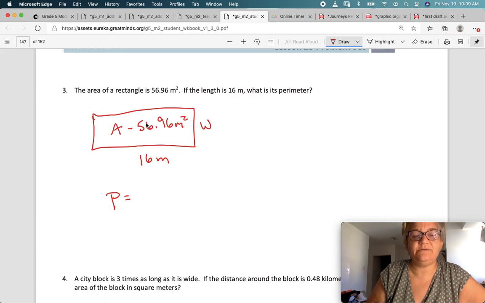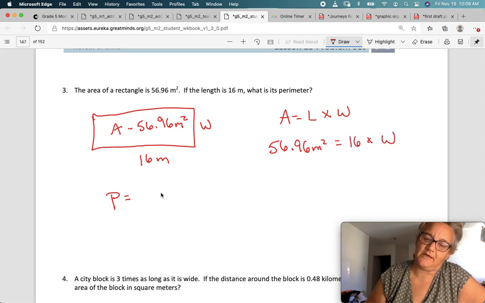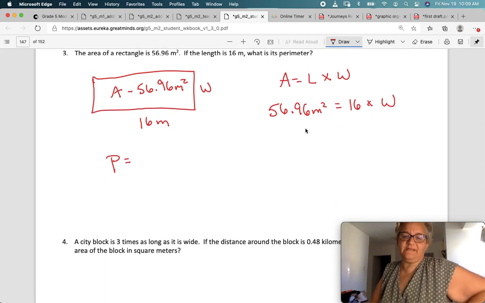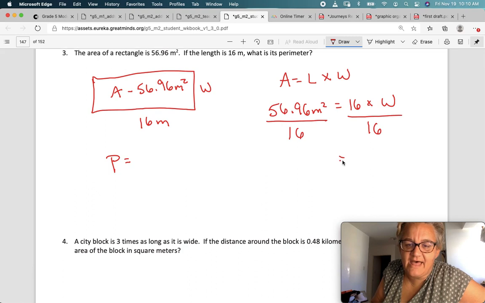area. But we do know the formula for area, which is area equals length times width. So if I can put 56.96 meters squared as the area, equals 16 times W. Okay. Now I need to isolate that W by itself so that I can figure out how to solve. So I'm going to divide this side by 16, and I'm going to divide this side by 16, and these two will then cancel out, okay? And all I'll have is 1 times W, which is W.